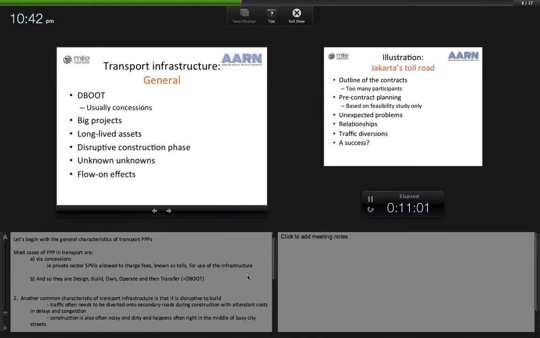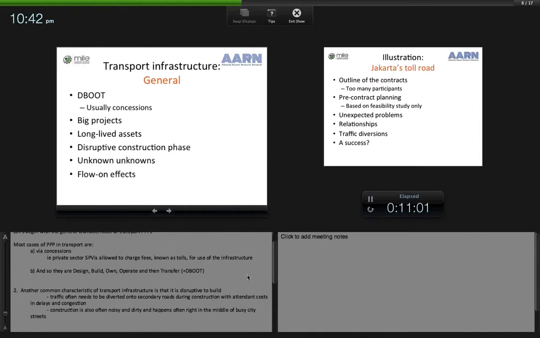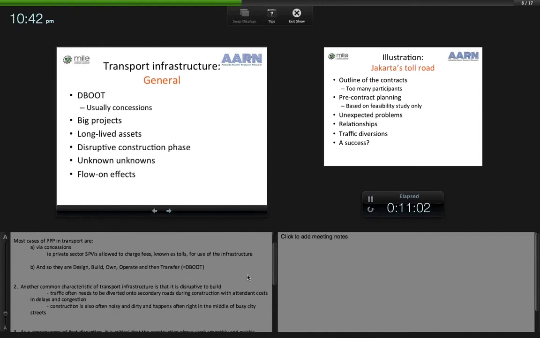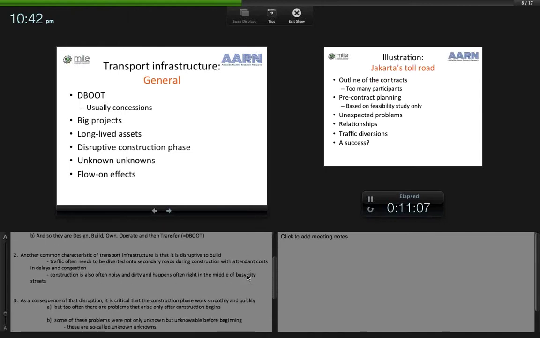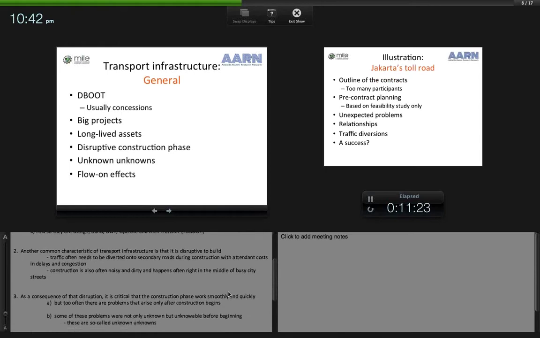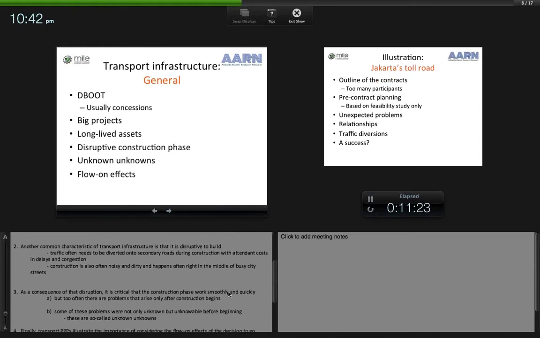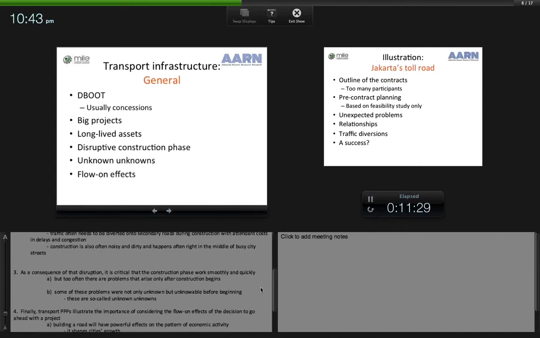Another common characteristic of transport infrastructure is that it's disruptive to build. Traffic often needs to be diverted onto secondary roads during construction, with attendant costs in delays and congestion. Construction is also often noisy and dirty and happens right in the middle of busy city streets. As a consequence of that disruption, it is critical that the construction phase works smoothly and quickly.